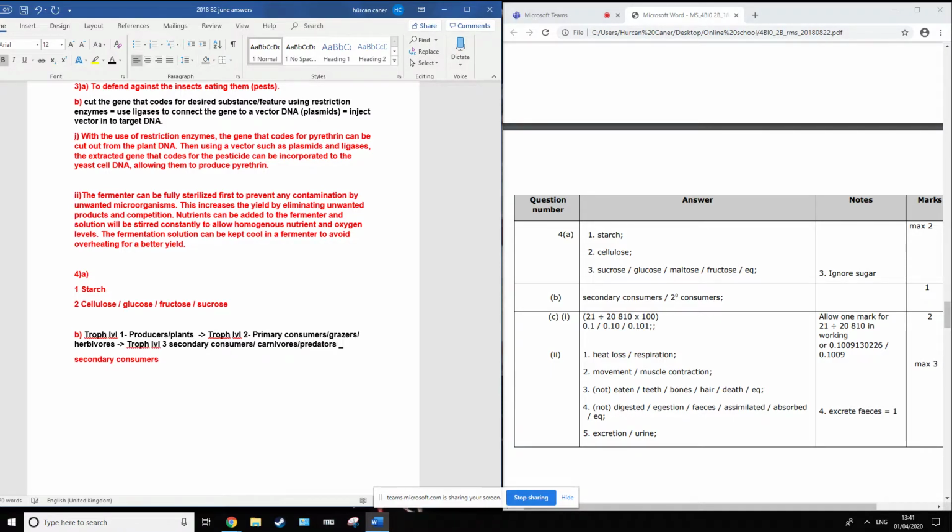Then you have your trophic level 4, which are your what? Tertiary consumers.